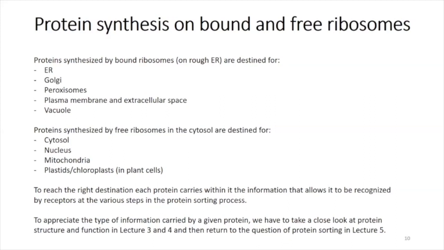Now that's bound ribosomes. So bound ribosomes on the rough ER make proteins destined for the ER. Of course, that's where the ribosomes are sitting. They are also destined for the Golgi, for peroxisomes, for the plasma membrane, as shown in the previous slide, and for the extracellular space. So the proteins in those vesicles that fuse with the plasma membrane can actually be released into the extracellular space. And those proteins in the vesicles can also fuse with the vacuole.